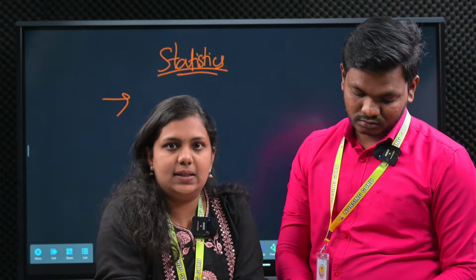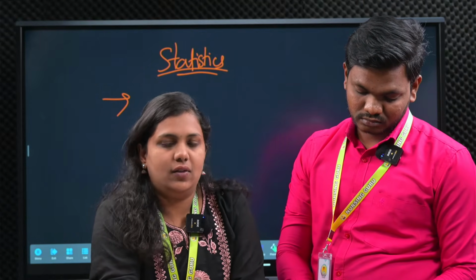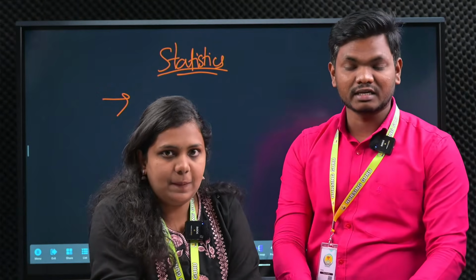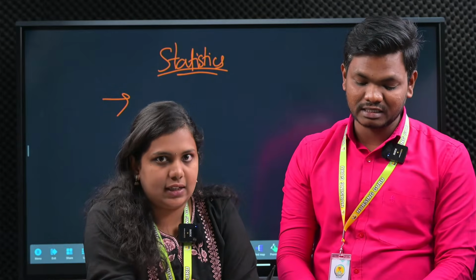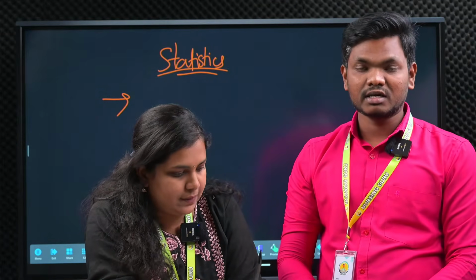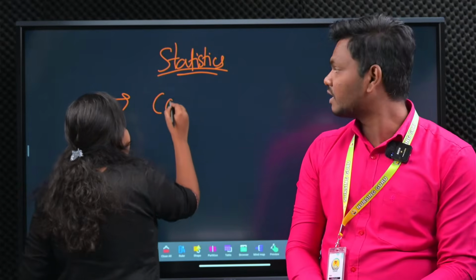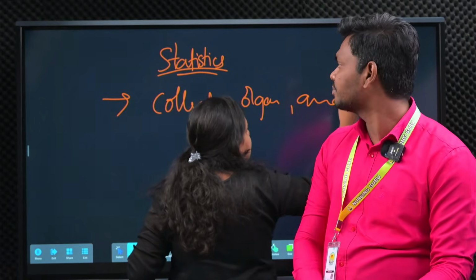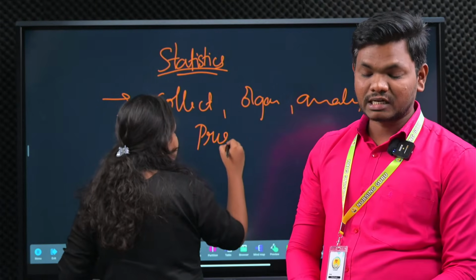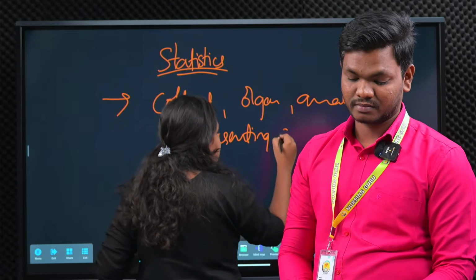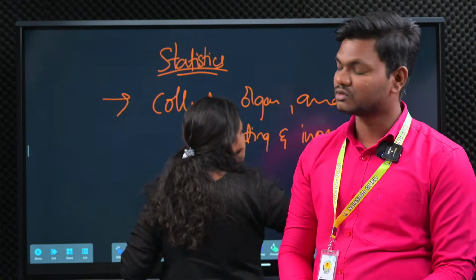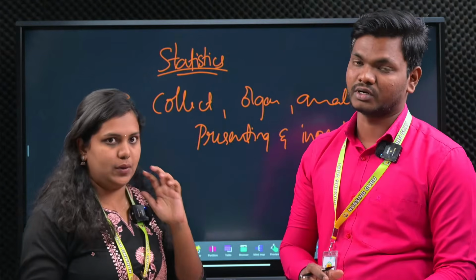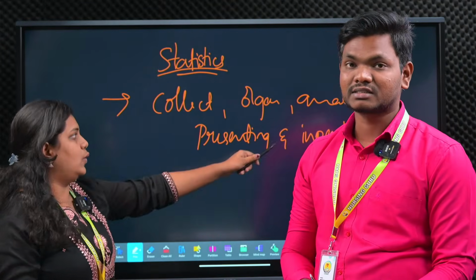Collection, analysis, and interpretation of this numerical data is known as statistics. Collecting, organizing, analyzing and presenting the data, and after that interpreting the data to draw valid conclusions. That is very important. That is known as statistics in research.